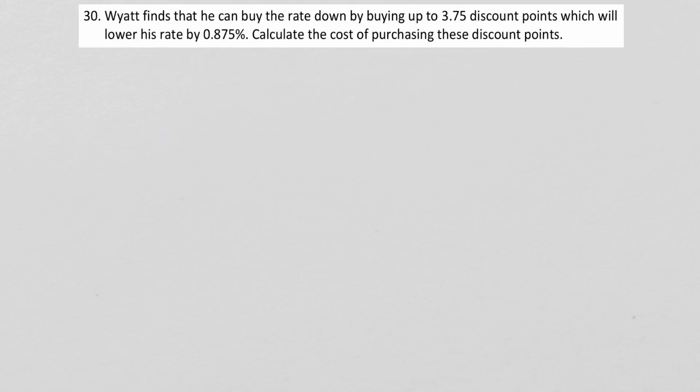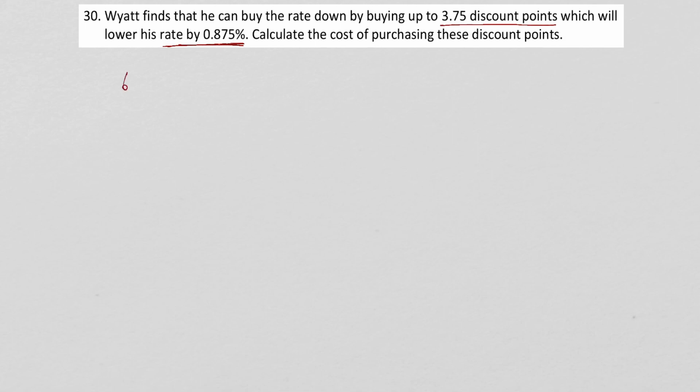Okay, so here we're going to talk about discount points. Discount points are an upfront fee that you pay to try to lower your interest rate over the life of your loan. So we're going to pay in this problem 3.75% of the amount that we borrowed, and in return our mortgager is going to lower our rate by this amount. So we're going to first calculate what the cost of this is going to be.